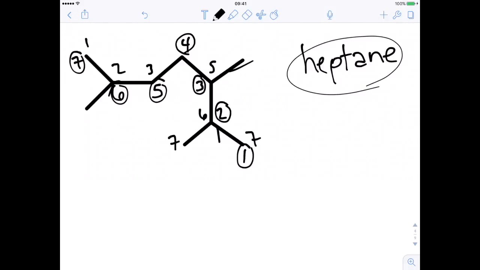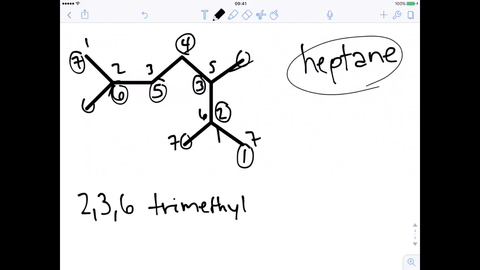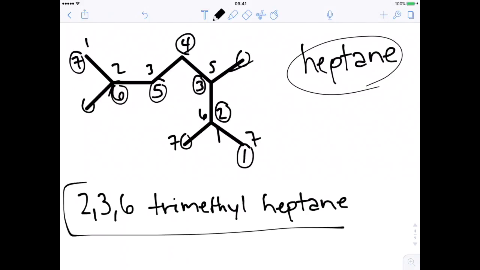Next, we would add our prefixes, which would be tri, since there are 3 methyls. Since there's 1, 2, and 3 methyl groups coming off, it would be a trimethyl. We won't have to worry about alphabetical order just yet, since this is a relatively simple problem, but like I said, on carbons 2, 3, and 6 are where the 3 methyls are coming off of, or the trimethyl. So you'd want to write it as 2, 3, 6-trimethylheptane. And this would be the correct answer. Simple as that.